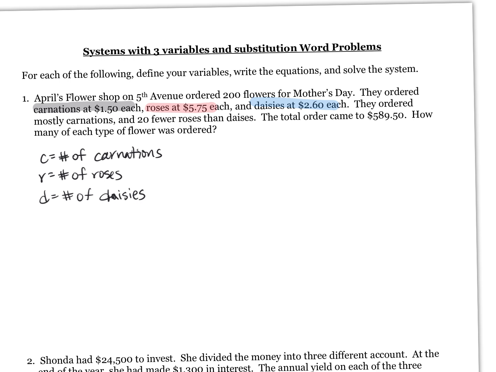If we got 3 variables, here's what I'm going to tell you. We need 3 equations, okay? Now, I think that this gets a little confusing. If we ordered 200 flowers in total, anyone have any idea what one equation could be? C plus R plus D equals 200. You're like, I don't know how many carnations, roses, and daisies we got of each of them, but I know in total we got 200. So we got C plus R plus D is 200.